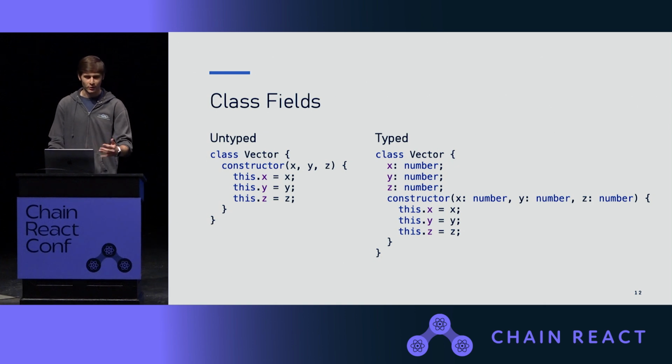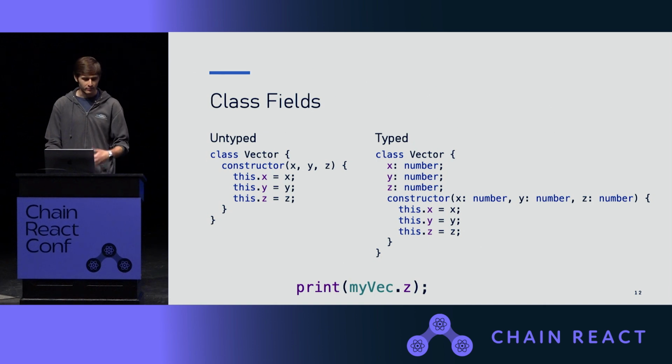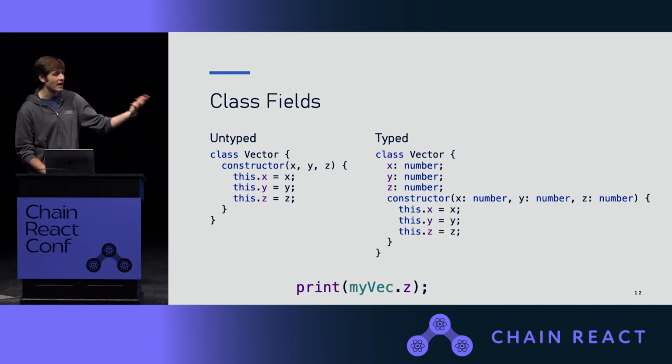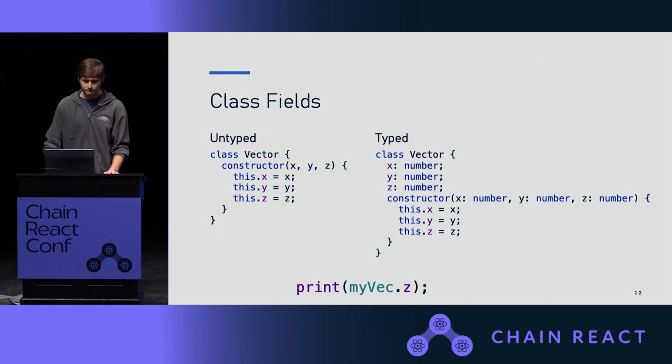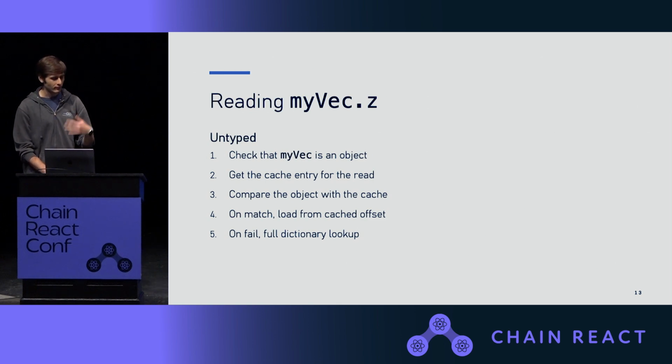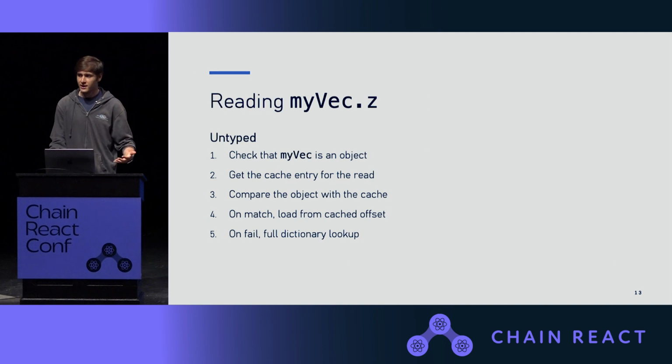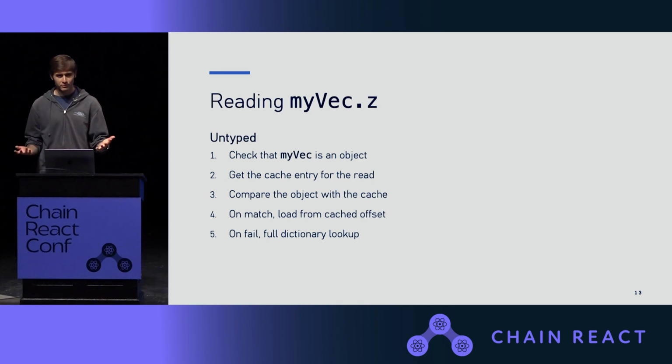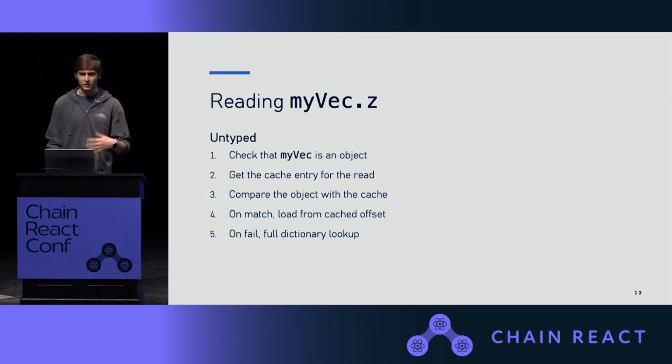Let's see what happens if we want to do a simple operation, like load the z property from some value myvec that we know is an instance of the vector. First, let's see what that looks like in untyped code. The first thing you have to do is check that myvec is actually an object. In JavaScript, we have no idea what the type of this value is. So when you try to load the property, we first have to check that this is actually an object. As you all know, JavaScript objects are dictionaries, which means that lookups are pretty expensive. Hermes performs some pretty aggressive caching in the interpreter in order to avoid the overhead of doing dictionary lookups every time. But even with caching, there are several steps involved.